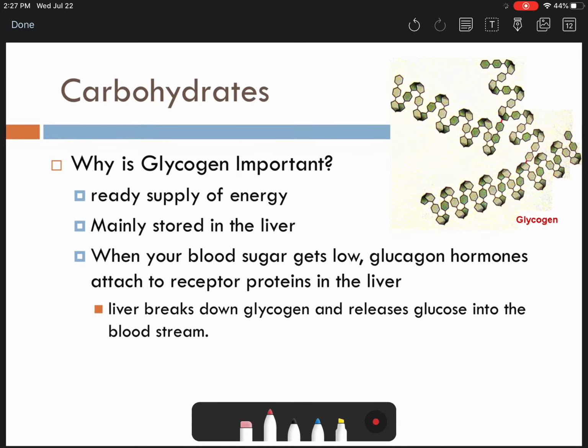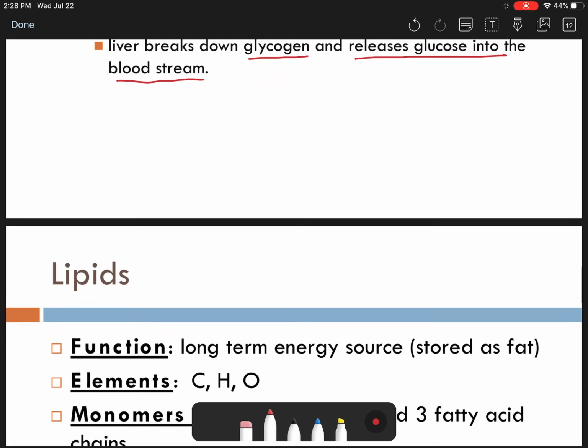Now let's take a closer look at glycogen. Why is that so important? Well, this is what's going to help give you a ready supply of energy when you start running low on your blood sugar. It's stored in your liver, and when your blood sugar gets low, so when your levels of glucose flowing around in your bloodstream get low, then your pancreas is going to release what's called glucagon. That's a hormone that's going to attach to receptor proteins in your liver, and it's going to help your liver break down that glycogen, and it's going to release glucose into your bloodstream. And now you have that quick energy again that you need to do your different daily activities.